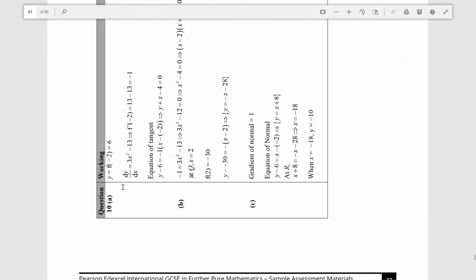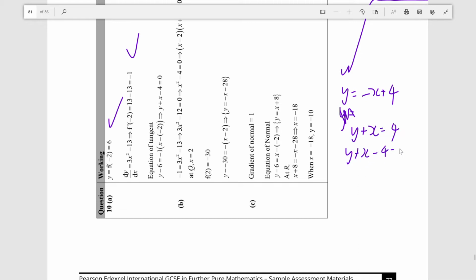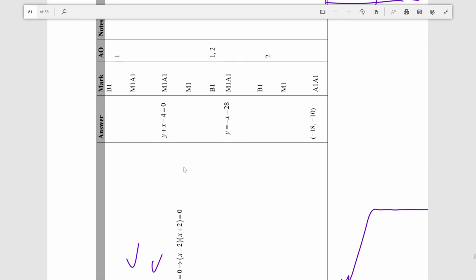Alright, so we found the y was f of negative 2, and we found the gradient to be negative 1, so the equation of the tangent must have been y plus x minus 4 is 0, and we got y is equal to minus x plus 4, or y plus x is equal to 4, or y plus x minus 4 is 0. So this is the same as this. So yep, that would be an OR equivalent there.